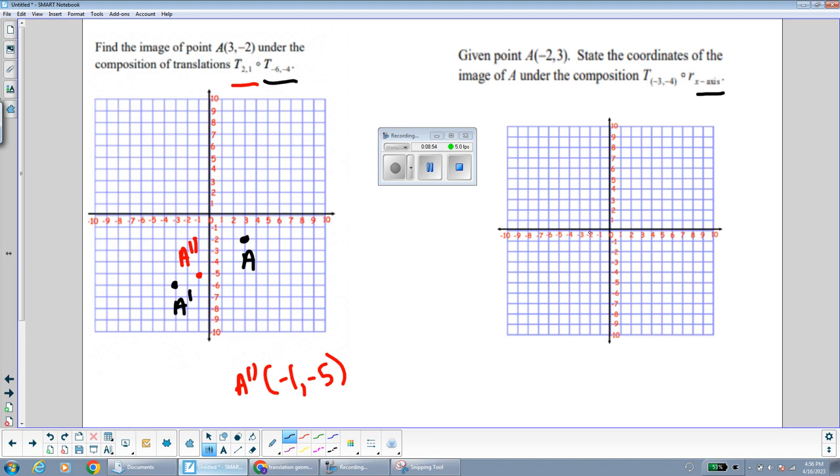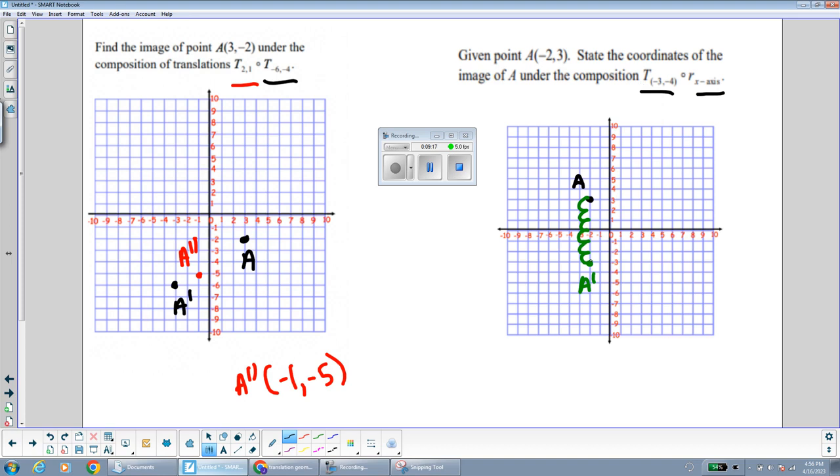Okay. Over here, we have a reflection over the x-axis. So let me take my point, -2, 3, and let me reflect it over the x-axis. So here's the x-axis. So that's 1, 2, 3. 1, 2, 3 spaces to the other side. So here's A prime. And then it says that we are taking that point and we're translating it 3 to the left and 4 down.